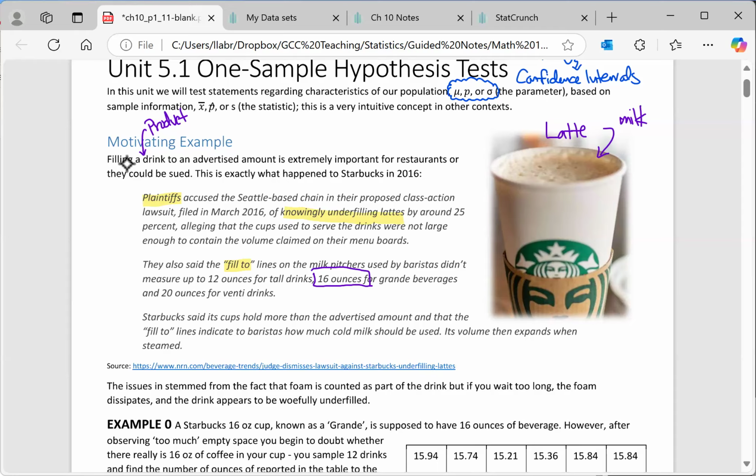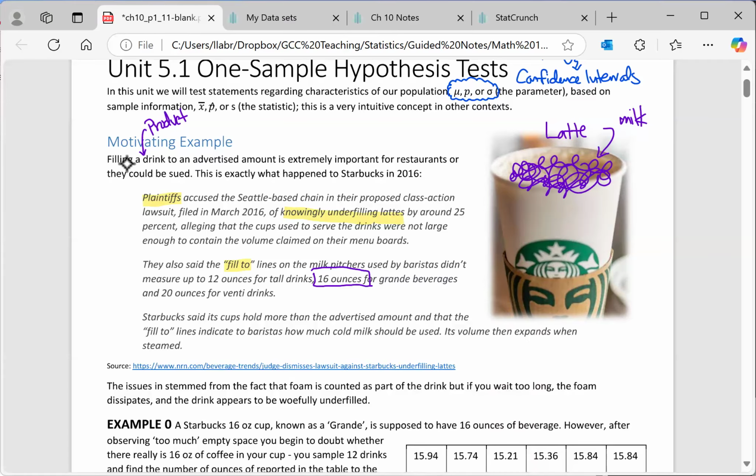And so now that we know how serious this is, we want to make sure that when you get a latte, it needs to be as close as possible to this advertised amount. The judge eventually did say that the foam is part of the drink, and any reasonable person that buys a latte knows that the foam is part of the drink. So this stuff up here counts as part of the drink.